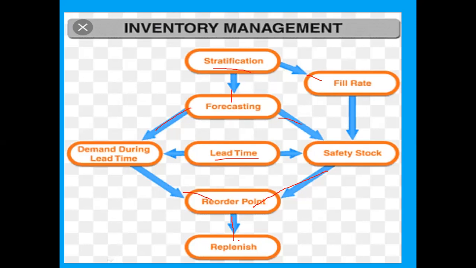Okay, now this is a simple nomenclature or flow chart of inventory management. So stratification, forecasting, demand during the lead time, safety stock, and the lead time is provided both to the demand during lead time and the safety stock. Then it is passed to the reorder point and replenishment. So this is the concept of inventory management control.